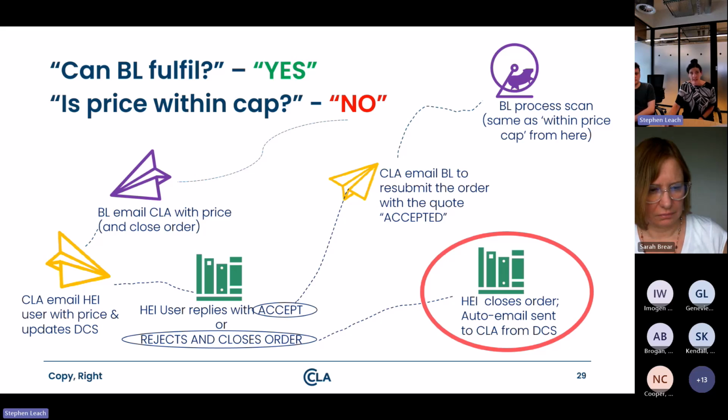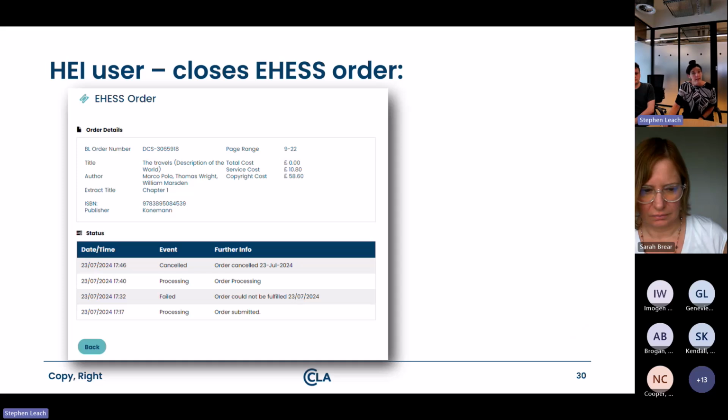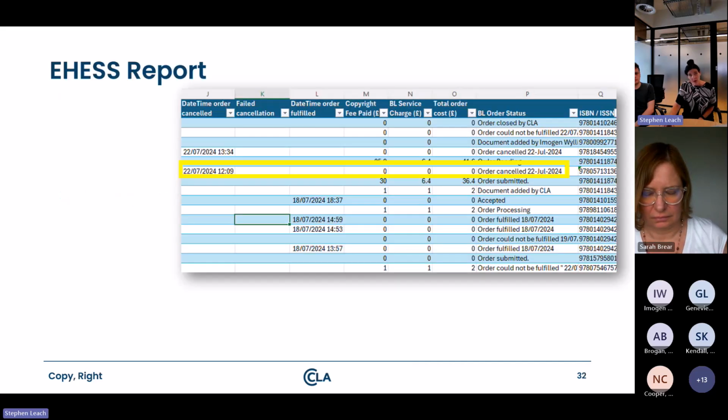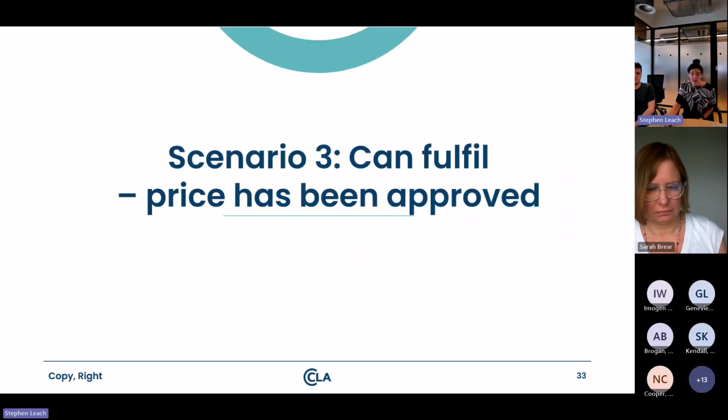What does that look like? Again, you will click cancel order, and that basically just cancels it here. As a result of that, we will get a message, plus it'll appear here in the EHESS report that the order's been cancelled, and it will disappear from the EHESS dashboard, which I clearly didn't take a screenshot of, but that's fine.